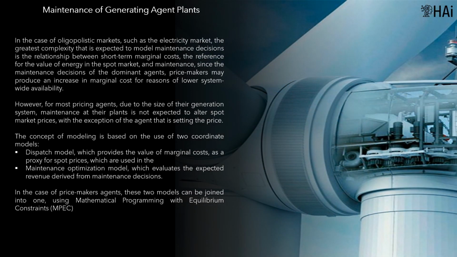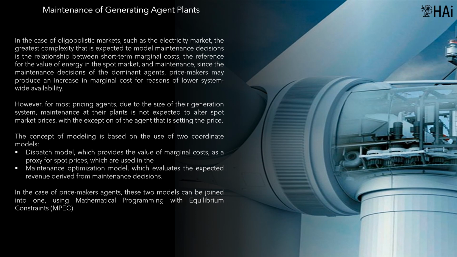In the case of oligopolistic markets, such as the electricity market, the greatest complexity expected in modeling maintenance decisions is the relationship between short-term marginal costs, the reference for the value of energy in the spot market, and maintenance, since the maintenance decisions of the dominant agents, price makers, may produce an increase in marginal cost for reasons of lower system-wide availability. However, for most pricing agents, due to the size of their generation system, maintenance at their plants is not expected to alter spot market prices, with the exception of the agent that is setting the price.